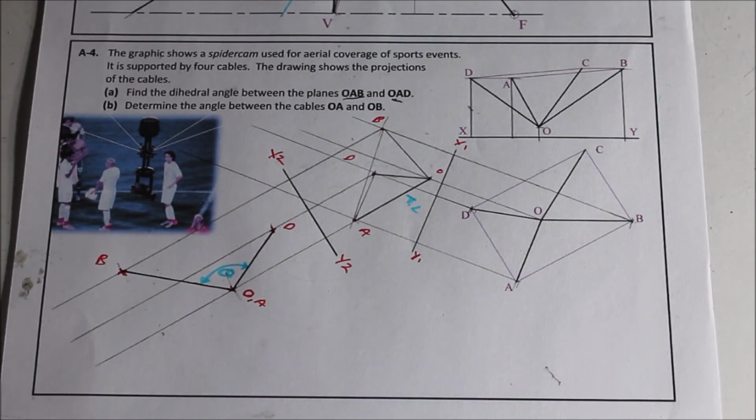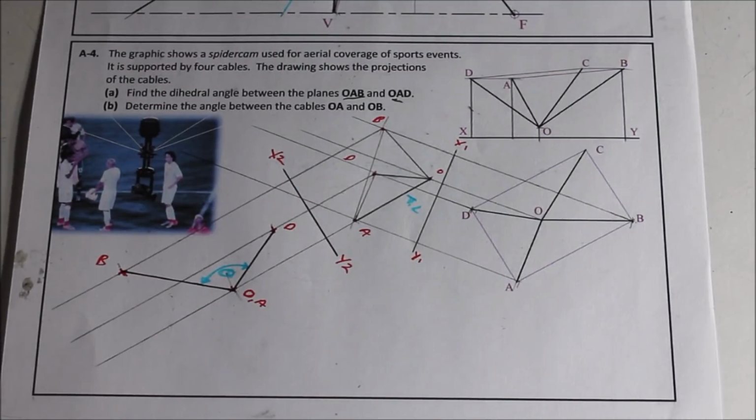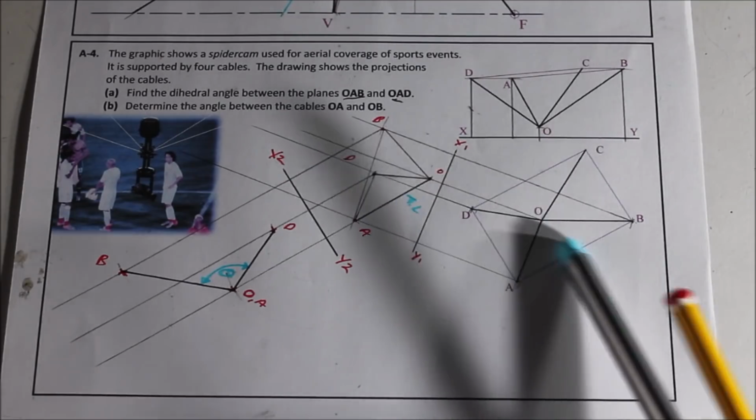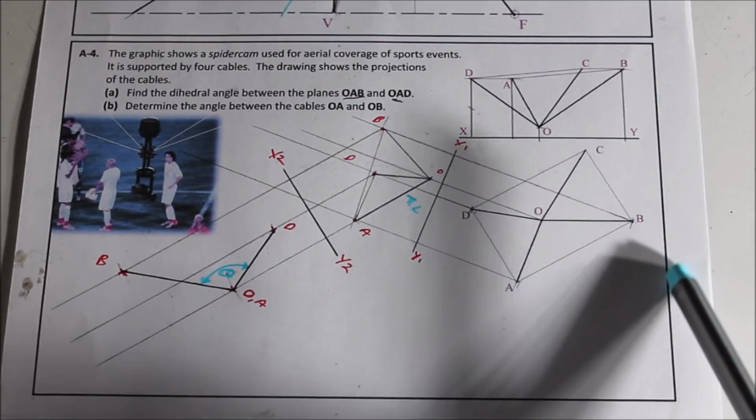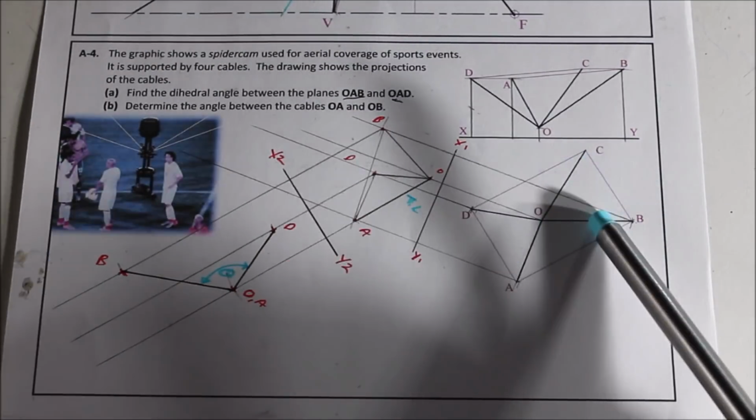Now, next part, it says B, determine the angle between the cables OA and OB. OA and OB, this angle here. Okay, in order to find the true angle between these two cables, we need to find one as a true length. So we need to see them as basically flat. So what we could do is OA seems to be parallel to the XY line here in the plan, and I've been checking with the t-square it is. So you could work off that.